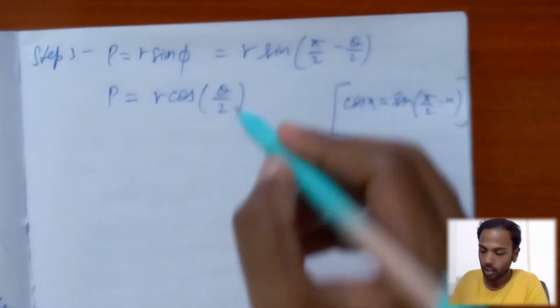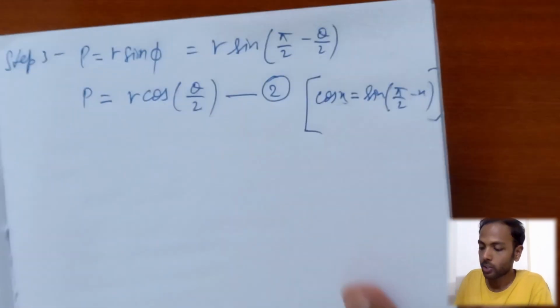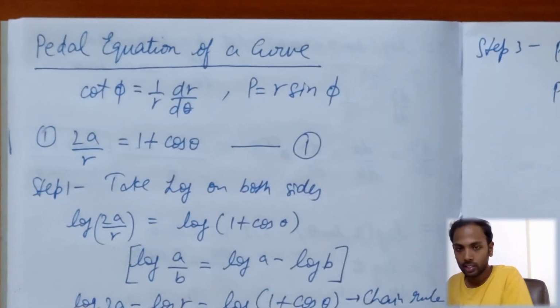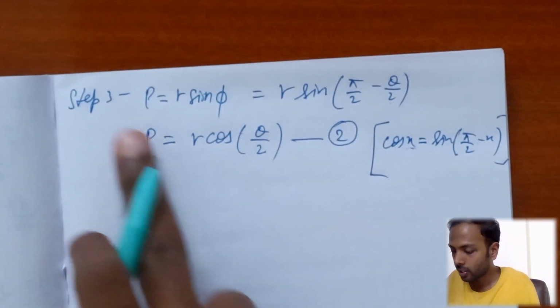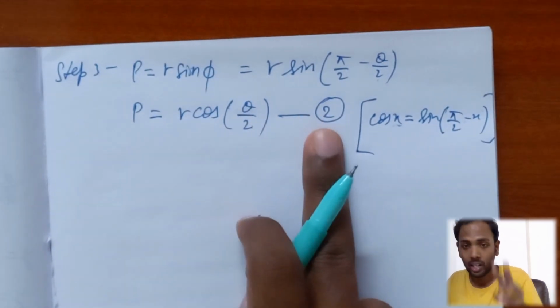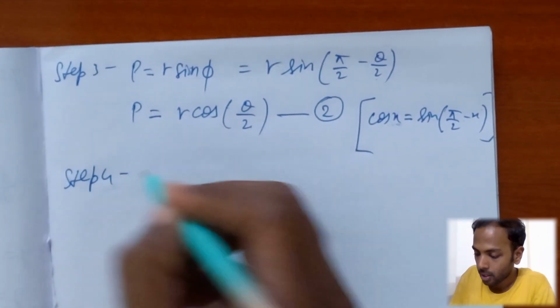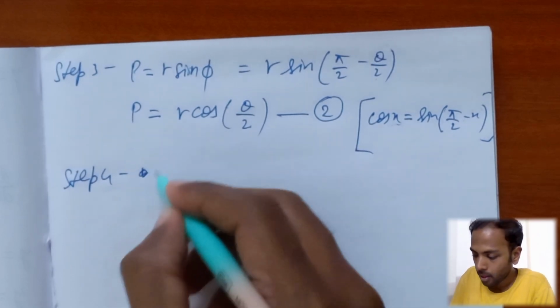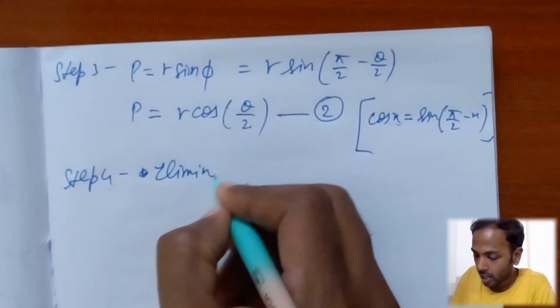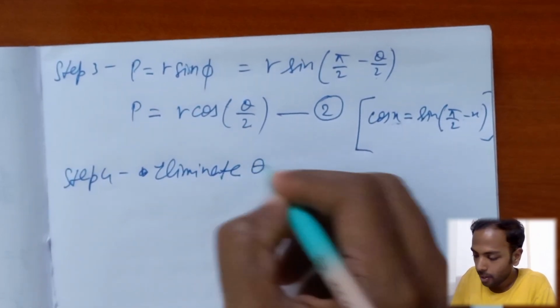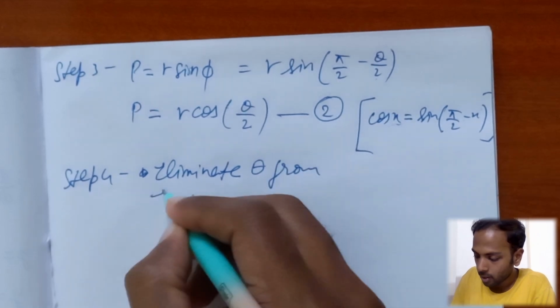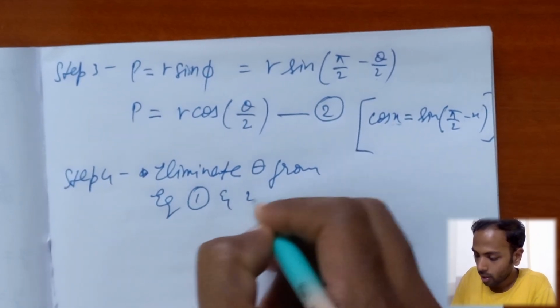Now that's all for step 3. Let's consider this as equation 2. The question is considered as equation 1, and the equation that you get in step 3 will be considered as equation 2. Now step 4, the last step. Step 4 would be to eliminate theta from equations 1 and 2.